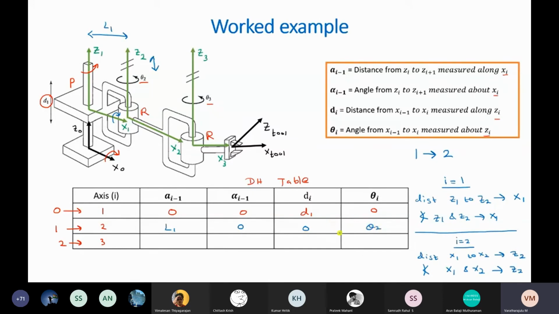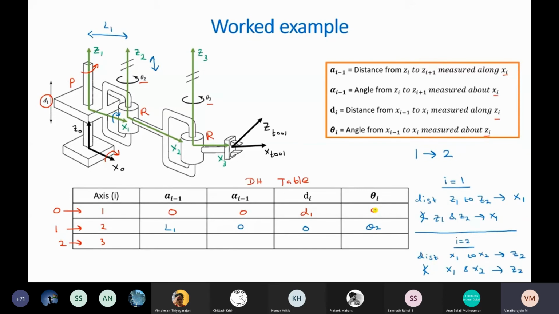So as you can see, this is a revolute joint. Hence, it has a 0 d_i but a theta value. While previously we were looking at a prismatic joint, so it has some d_i value, which is d1, but a 0 theta_i value.